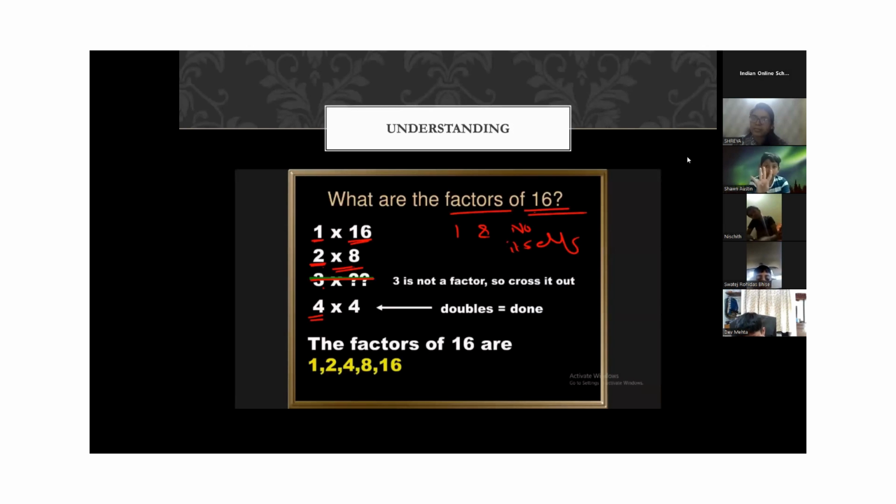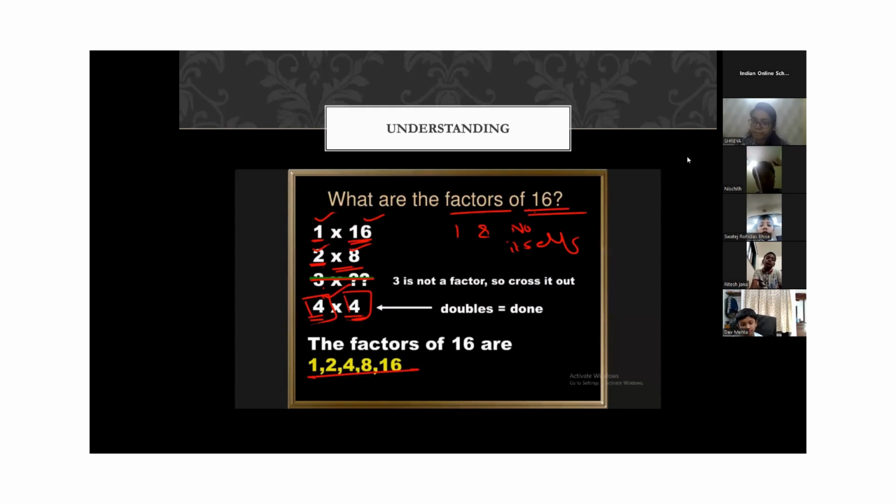Nishit? 4 times is 16. Now see, wherever the number repeats itself, you understand you have to stop there. Wherever any particular number starts repeating itself or appears 2 times, you need to stop there because you are done with all the factors of the number given. Hence, factors of 16 are 1, 16, 2, 8, and 4.